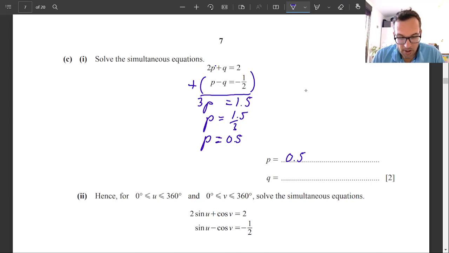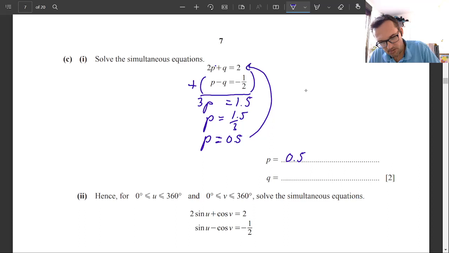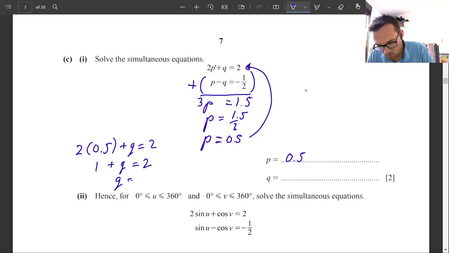Okay, to get q, we need to substitute it back into one of the equations at the top. Which one shall we do? Let's do the first one, just because there are no fractions and no negatives, which should make it a little bit easier. So if p is a half, we do 2 times a half plus q equals 2. So 2 times a half is of course 1. Subtract that 1 on the other side, and q equals 1.